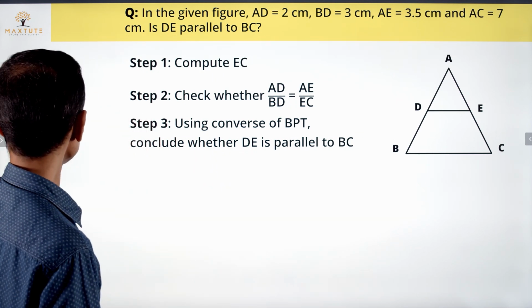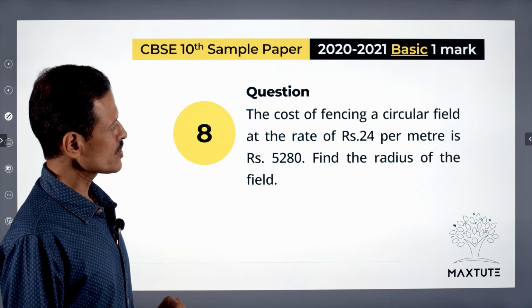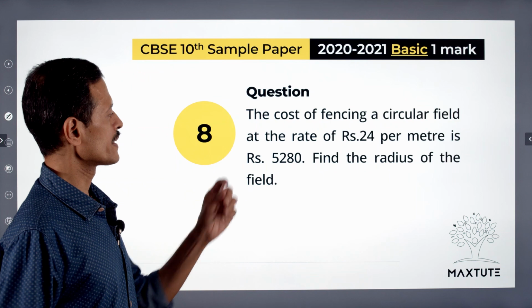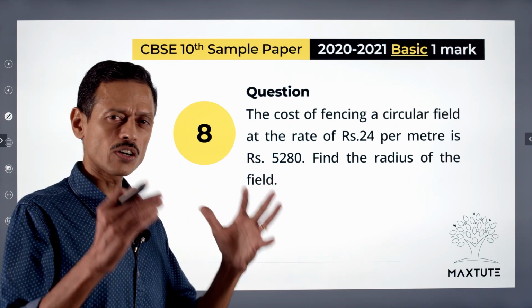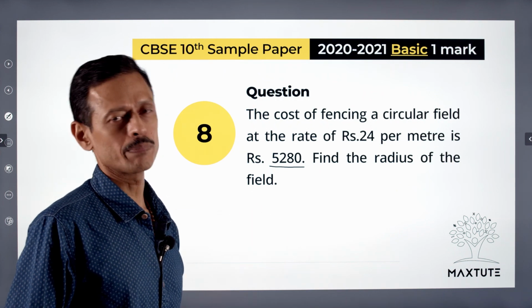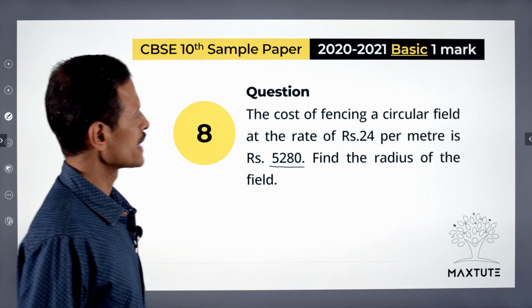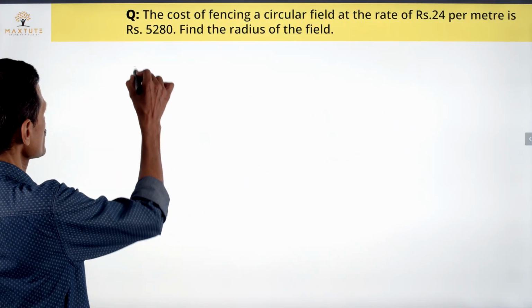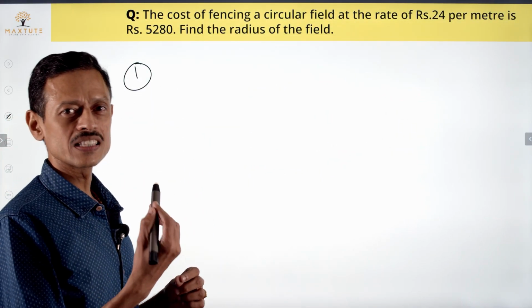The last question in this video is basically: the cost of fencing a circular field at the rate of 24 rupees per meter is 5,280. The total cost of fencing is 5,280. Cost per meter is 24 per meter. What we need to find out is the radius of the field. It's a circular field. So again, we'll split it into 2 steps. First step, I'm going to find out the length of the fence.